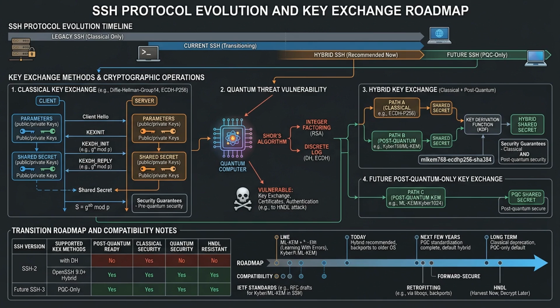SSH key exchange has evolved over time. Classical key exchange uses Diffie-Hellman. Diffie-Hellman is fast and secure against classical computers, but quantum computers can break Diffie-Hellman. ECDH is elliptic curve Diffie-Hellman. ECDH is faster than Diffie-Hellman, but quantum computers can break ECDH too.